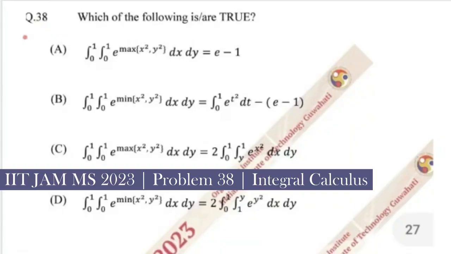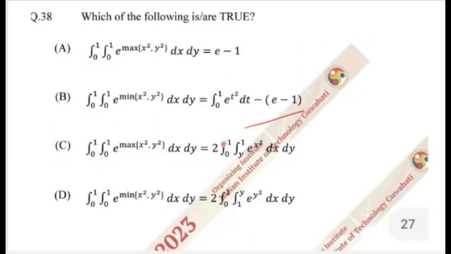Today we are going to solve this interesting problem of IIT JAM MS 2020, problem 38. It is an MSQ type question. So we need to check whether these following four options are true or not. So we need to check all the four integrals one by one.